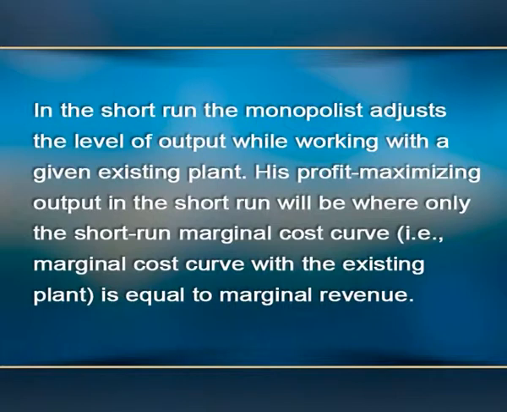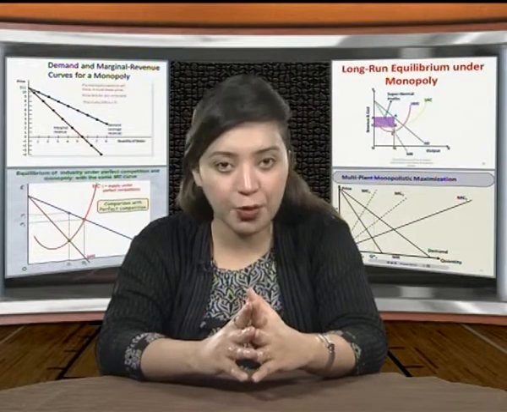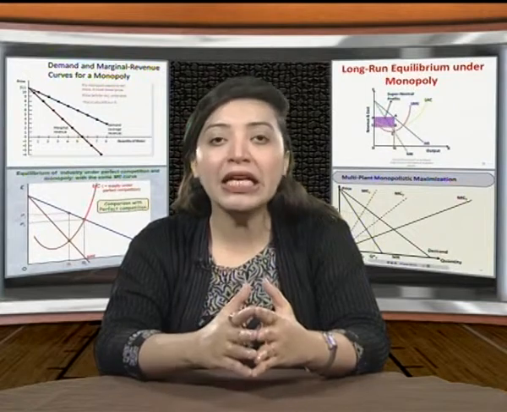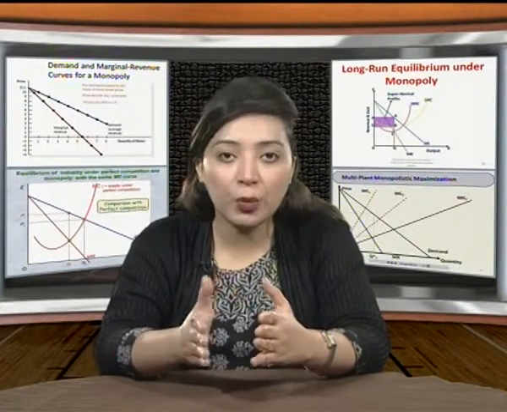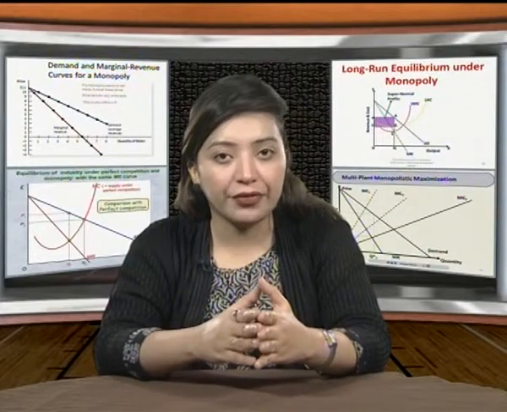The monopolist would choose that plant size which is most appropriate for a particular level of demand. In the short run, the monopolist adjusts the level of output while working with a given existing plant. His profit maximizing output in the short run will be where the short run marginal cost curve, that is, the marginal cost curve with the existing plant, is equal to the marginal revenue. But in the long run, he can further increase his profit by adjusting the size of the plant. So, in the long run, he will be in equilibrium at the level of output where the given marginal revenue curve cuts the long run marginal cost curve.